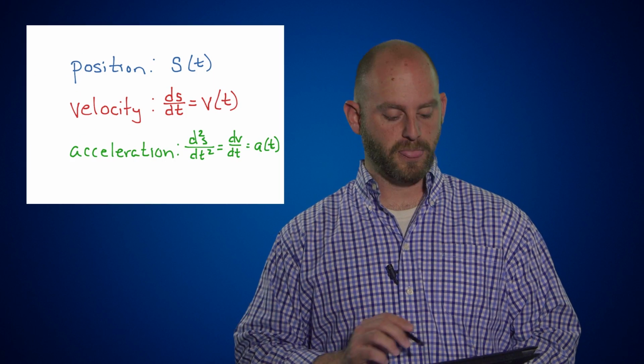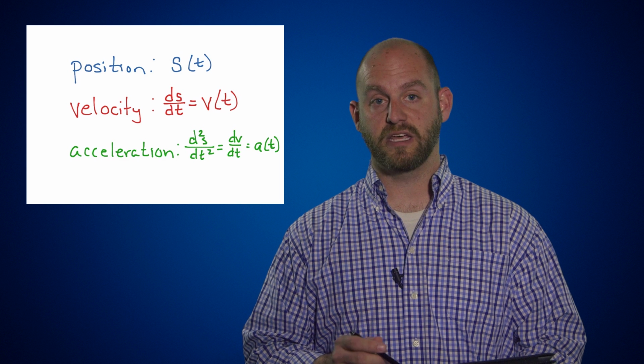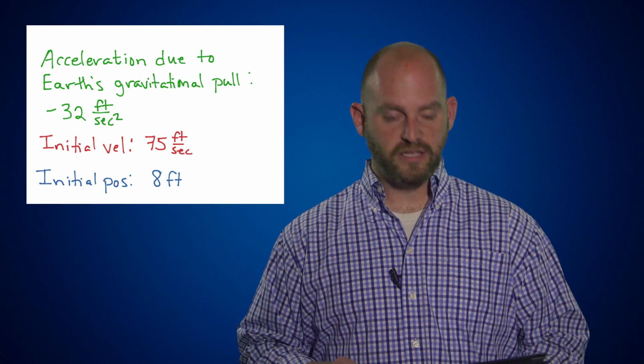So to do that, we have to look at a couple of things. We've got three things going on at the same time. So let's look at the three different functions we're going to be trying to find. The position function we're going to call s of t. This measures the height of the football at any time. The velocity function is the derivative of the position function. So it's the derivative of s with respect to t, which we're just going to call v of t. And then we've got acceleration. Acceleration is the second derivative of position and the first derivative of velocity, which would give us the actual acceleration of the football.